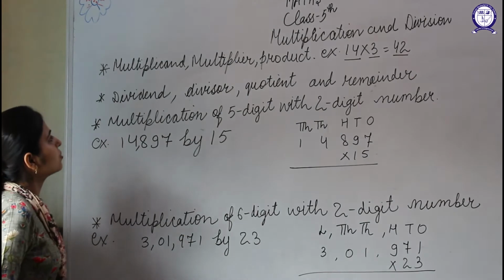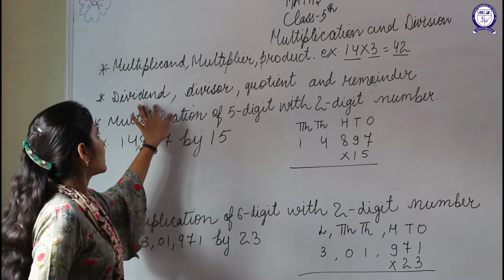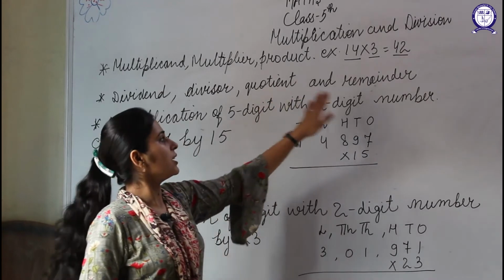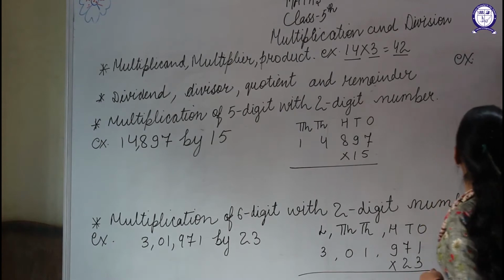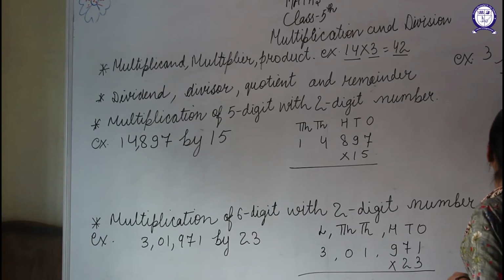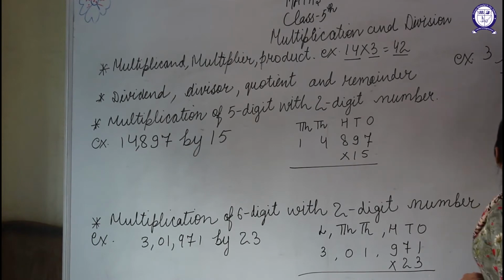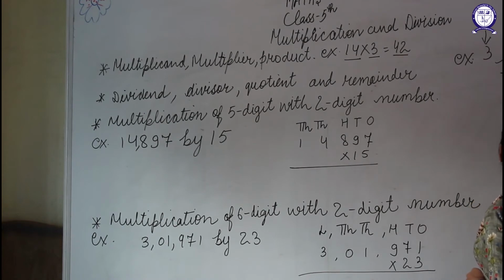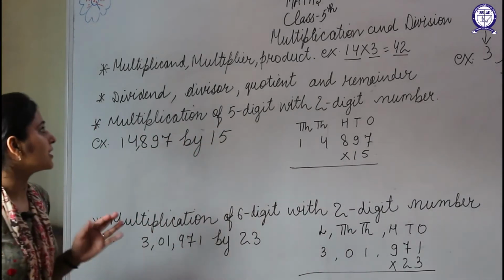Some terms related to division are dividend, divisor, quotient and remainder. The number we are dividing is the dividend, the number we are dividing with is the divisor, the answer we are getting is the quotient, and the number we are left with is the remainder. Let's take an example. Divide 41 by 3. So when we divide, the dividend here will be 41, divisor will be 3, quotient will be 13 and the remainder will be 2, students. So this was about the terms related to multiplication and division.